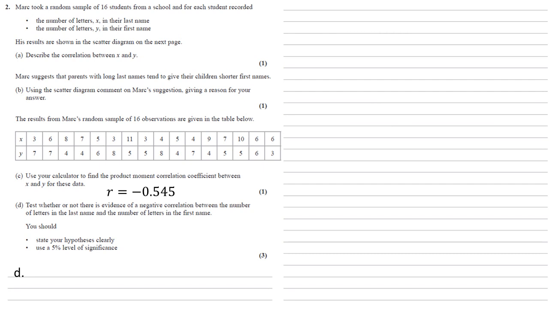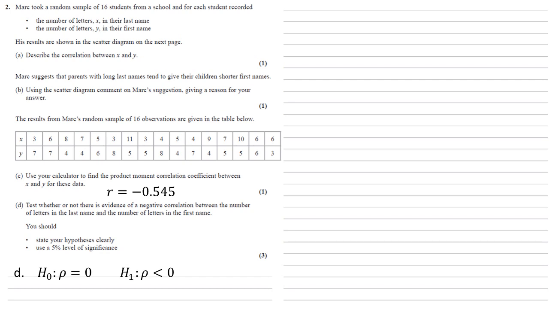For part D, we need to test whether or not there is evidence of a negative correlation between the number of letters in the last name and the number of letters in the first name, making sure that we state our hypotheses clearly and we use a 5% level of significance. So our hypotheses, we have our null hypothesis to start with, and this is that rho, our product moment correlation coefficient, is equal to 0. So this would be no correlation whatsoever. Our H1 is that rho is negative, because we're looking at a negative one here, hence smaller than 0.